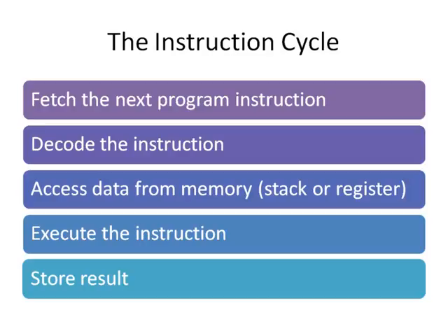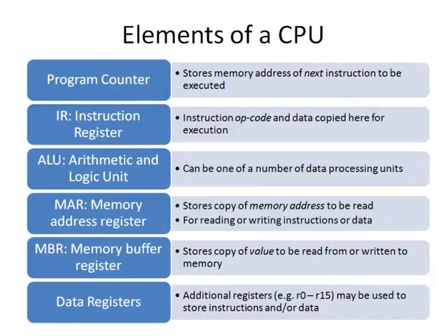Key steps in this process are that the CPU needs to fetch the instruction from memory. It has to decode the instruction. It has to access memory again to access any data it requires. It has to execute the instruction, and it has to store the result. Collectively, this is known as the instruction cycle, or sometimes the fetch, execute, decode cycle.